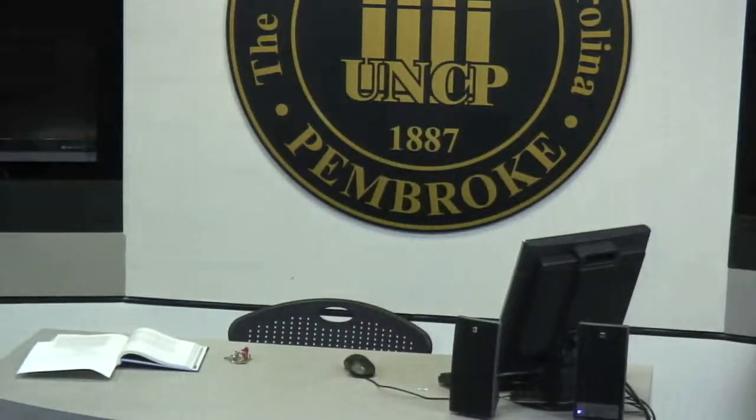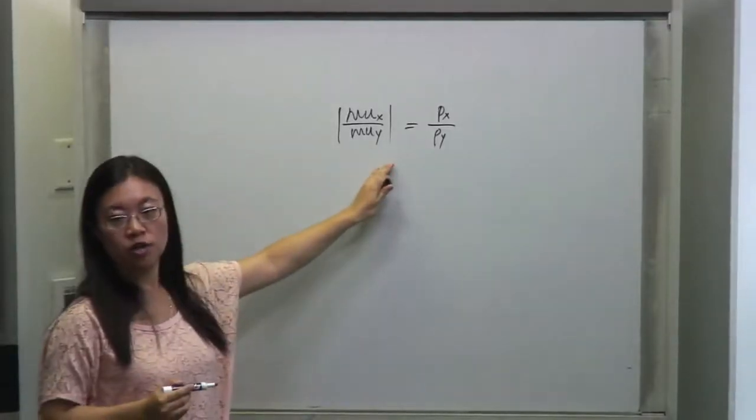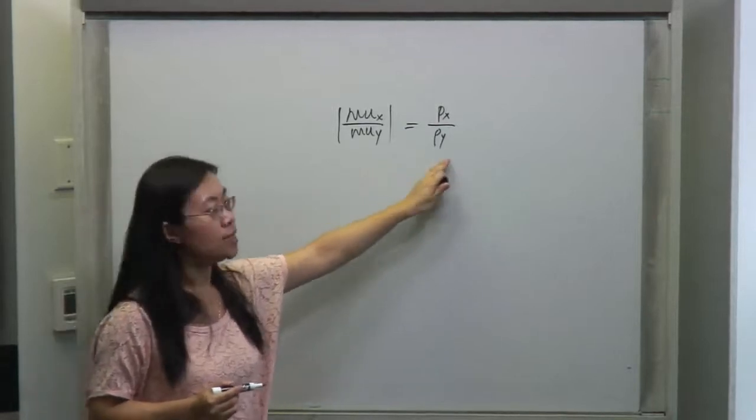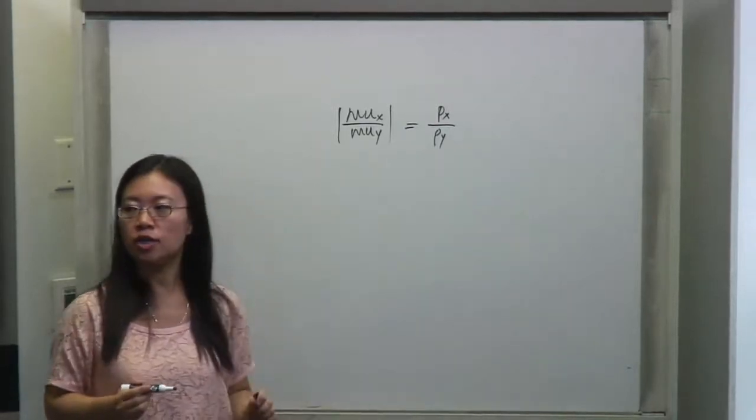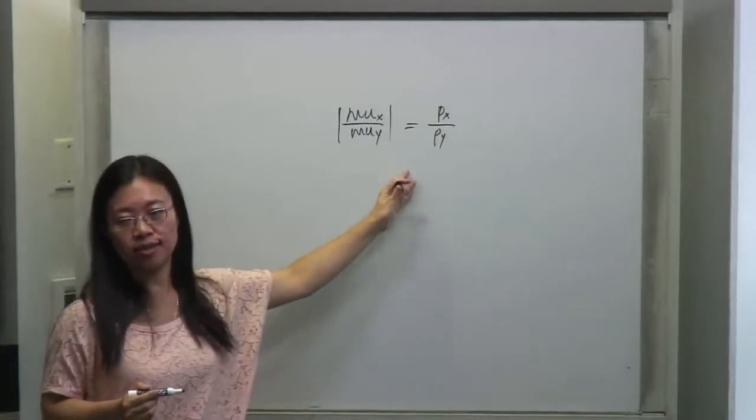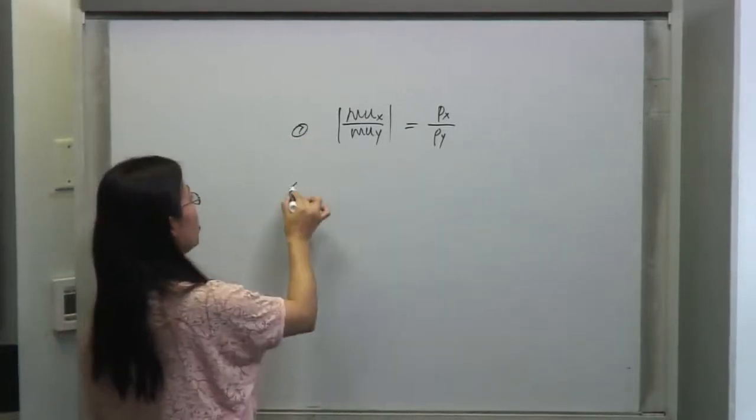And I told you there are two conditions for the consumer equilibrium. One is a mathematical condition. What is that one? Isn't it MUx over MUy, absolute value of that, equal to PX over PY? That's right. This is the slope of the indifference curve at a point, and this is the slope of the budget constraint. So that's how you combine the two elements in the model together. This is one of the conditions for the consumer equilibrium.